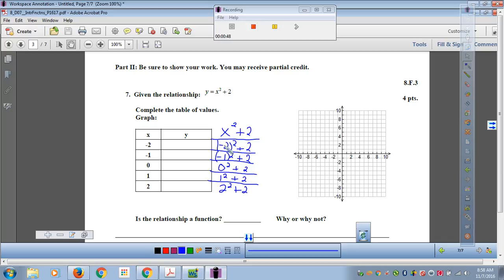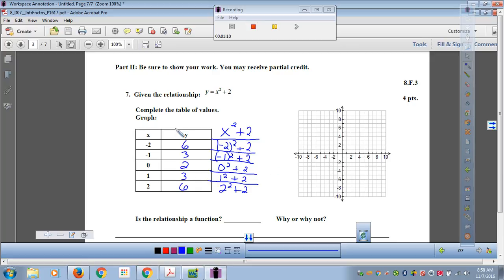So negative 2 squared, negative 2 times negative 2 is 4, plus 2 is 6. Negative 1 squared is 1, plus 2 is 3. 0 squared is 0, plus 2 is 2. 1 squared is 1, plus 2 is 3. And then the last one, 4 plus 2 is 6.